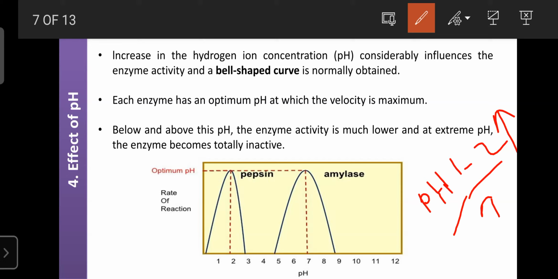So the rate of reaction, or the enzyme activity, depends upon the particular type of pH. Another example is amylase. This amylase is mainly secreted from the salivary gland, known as salivary amylase, and also from the pancreatic gland, known as pancreatic amylase. These enzymes are mainly involved in the digestion of carbohydrates, polysaccharides into monosaccharides, and amylase is active at the optimum pH, that is 7.